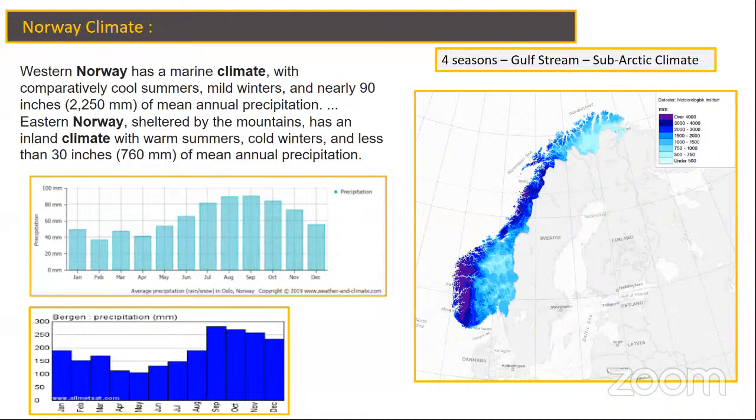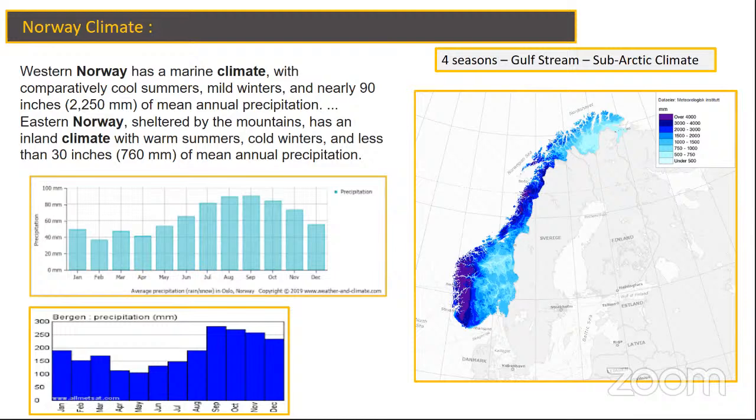So in terms of its climate, Western Norway has a marine climate. So you can do a really good comparative study, maybe with the desert climates or the rainforest climates or anything like that, or even compare it to the UK climates if you wanted to do it at Key Stage 3. They've got quite cool summers, mild winters because of the Gulf Stream. They have what's considered to be a subarctic climate. Okay, so yes, they are in the Arctic Circle, the northernmost tip, but because of the Gulf Stream, and because of the influence of the ocean, then obviously it is slightly different.